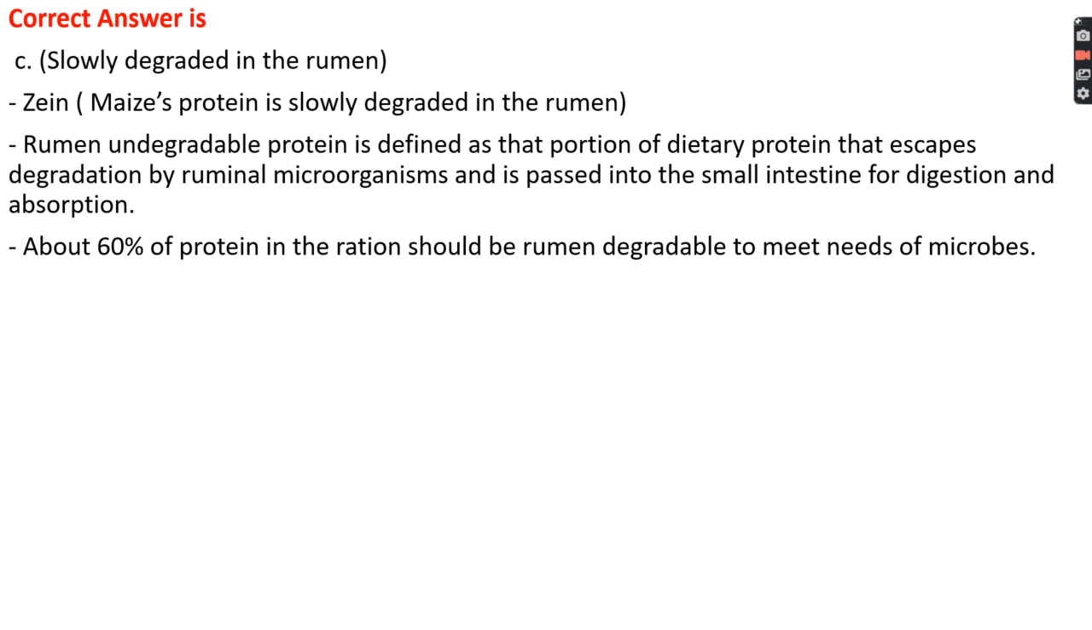Rumen undegradable protein is defined as that portion of the dietary protein that escapes degradation by ruminal microorganisms and is passed into the small intestine for digestion and absorption. About 60% of the protein in the ration should be rumen degradable to meet the needs of microbes.